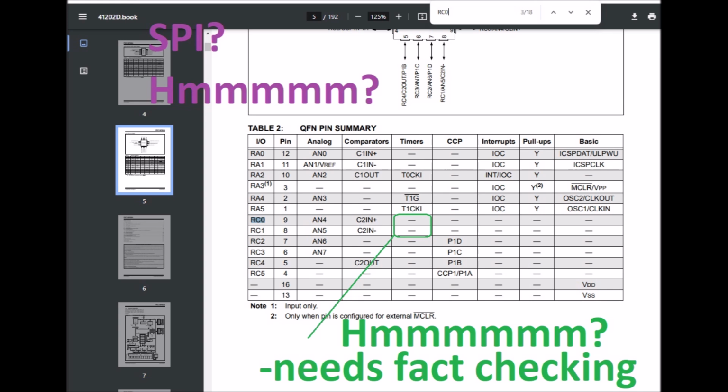SDA/SDI. RC5 can be used for SPI data output, SDO. RC6 can be used for Universal Asynchronous Receiver Transmitter, USART, transmission, TX.